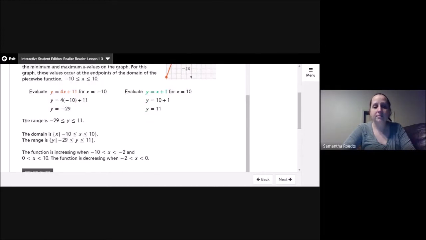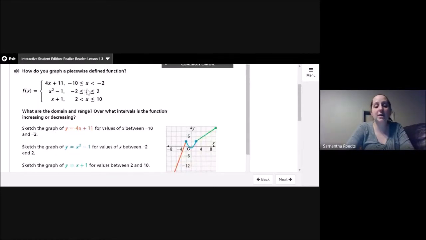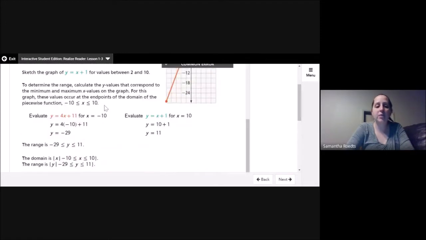The domain is my x values, okay? So my smallest x value to my largest x value, which we already learned, was -10 to 10. They told us that in the problem. So that's my domain.